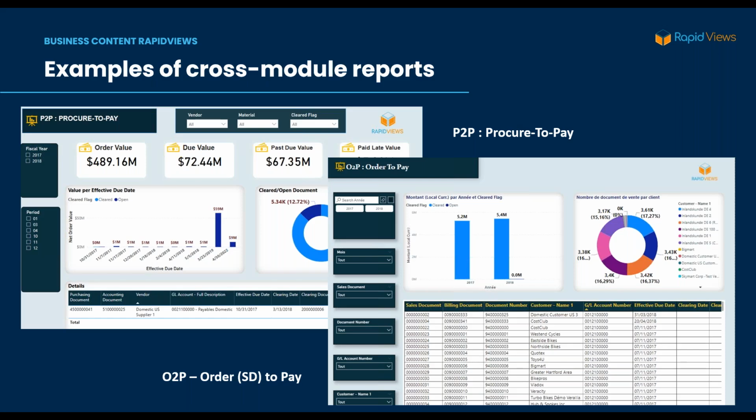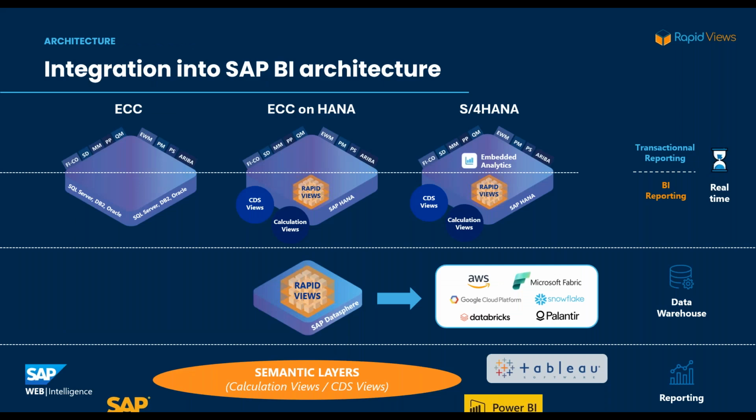Exactly. Thank you, Alexandre. Okay. So where can you install our business content? On this slide is the architecture slide. The first layout on the top is the SAP ERP, right? ECC on relational tables, ECC on HANA, and of course S-4HANA.